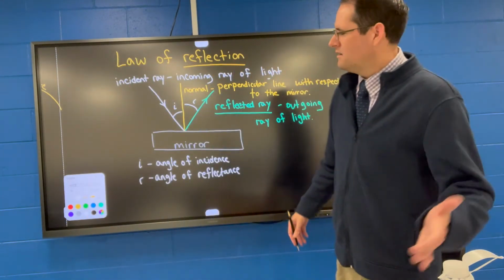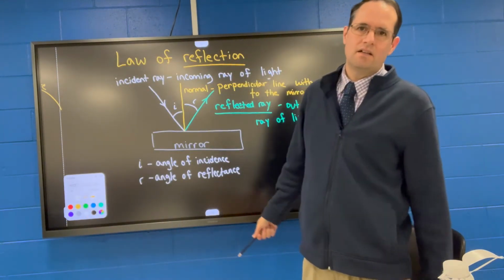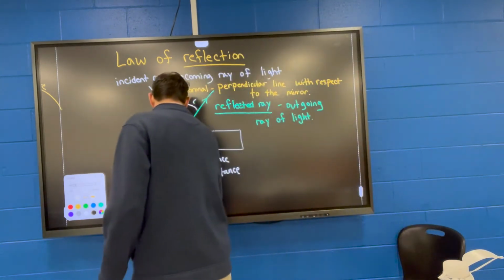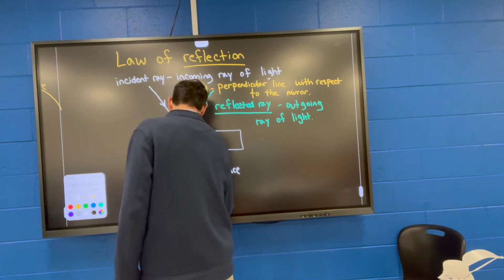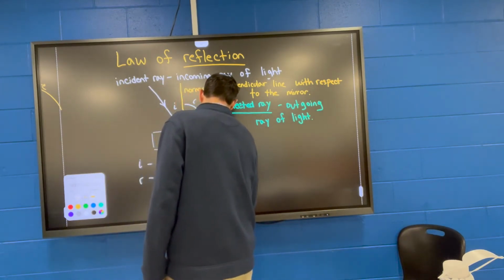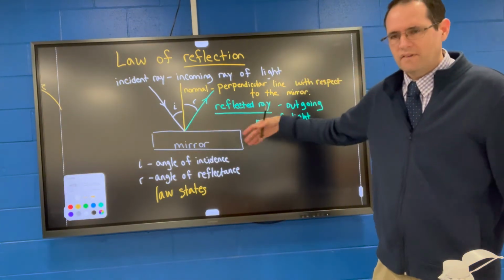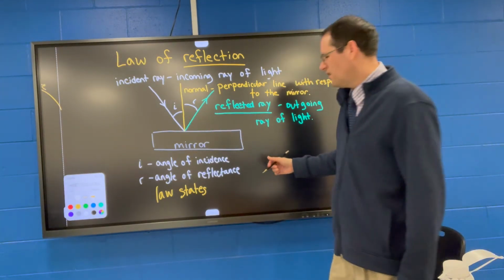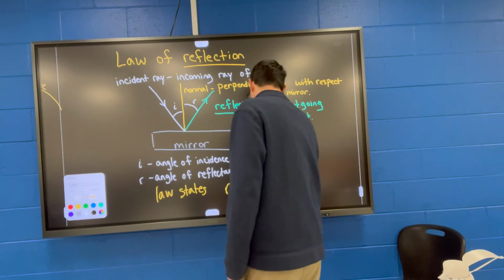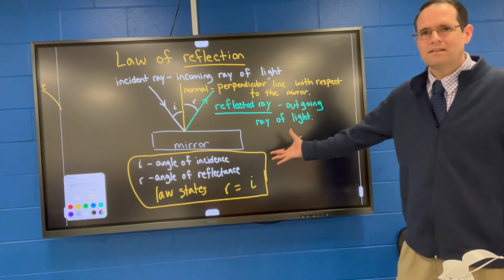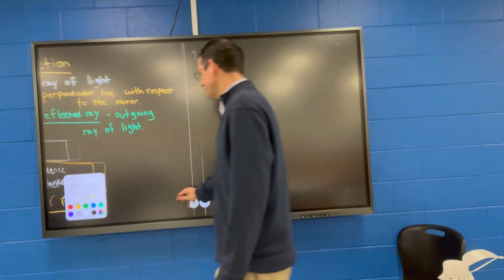And what is the law? The law basically says the angle of reflectance is equal to the angle of incidence. Okay? So the law states the angle of reflectance is equal to the angle of incidence. I'm just going to write R equals I here. Okay? So that's the law.